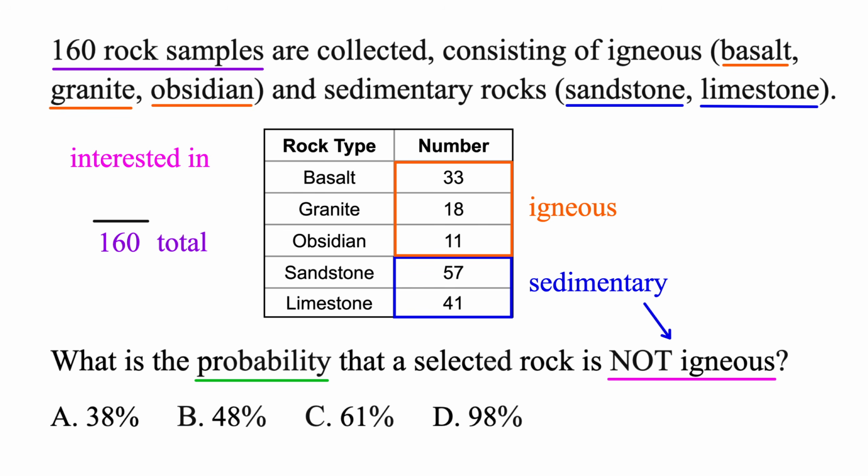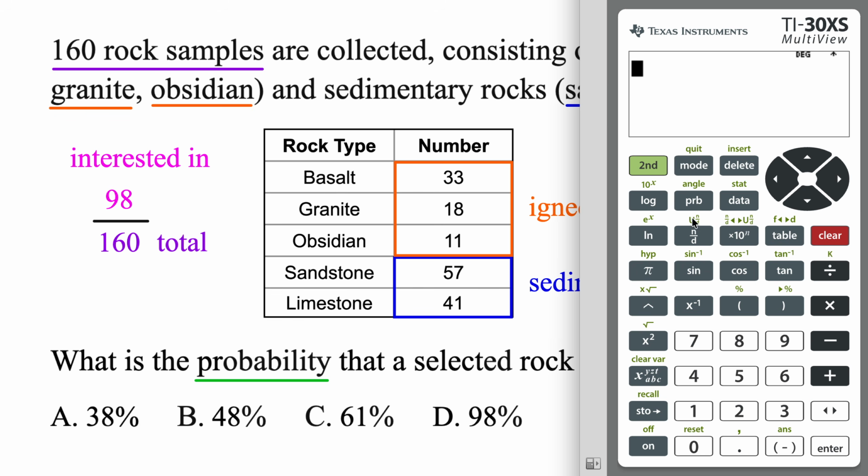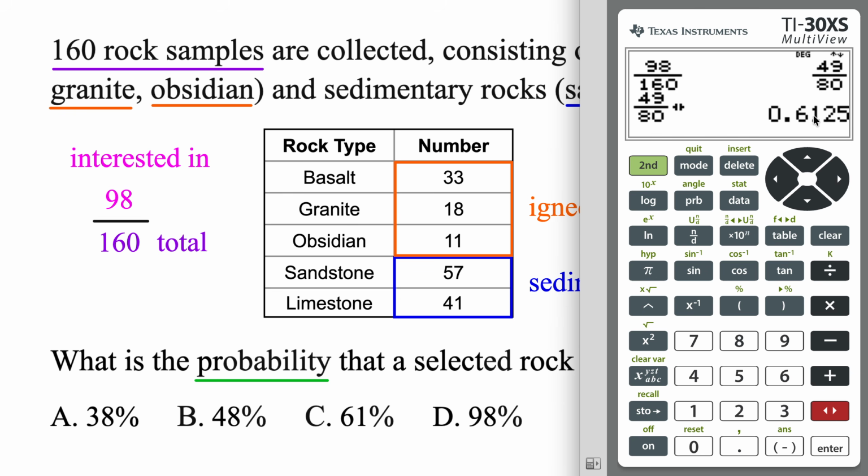So to find the total number, we'll go ahead and add our 57 plus 41. Do that, and we'll get 98 here. Finally, you know what to do. We'll plug this in, find out what percent we get. Let's do it. Clear, probability, got our fraction, 98 over 160 total. Enter, button above enter, we get our decimal. Then you're going to move the decimal place 2 over, 1, 2, 61.25%. Closest answer is C.